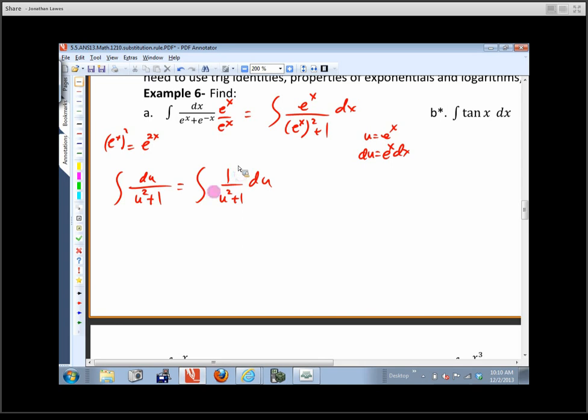And then this is the integrand right here. Hopefully that looks familiar. Tangent. Okay, so this is going to be tangent inverse of u plus c. And then all we need to do is just change back in terms of the variable that we're after. It was in terms of x's, so this is going to be tangent inverse e to the x plus c.